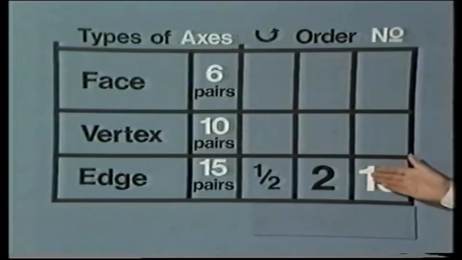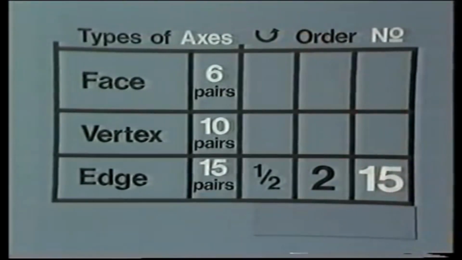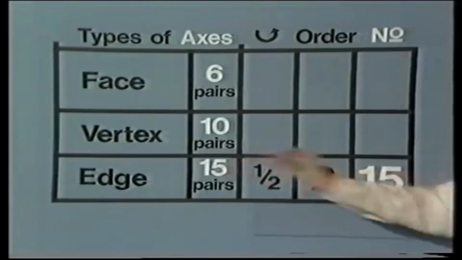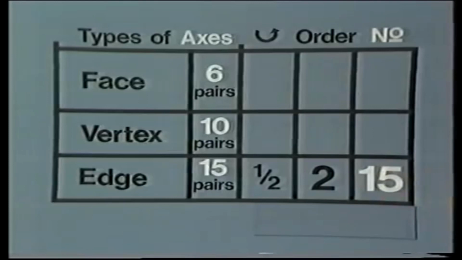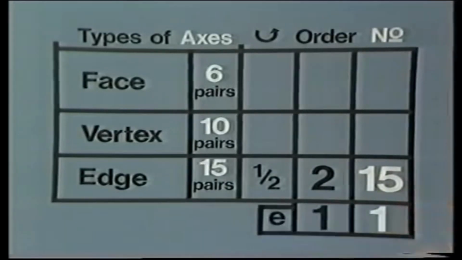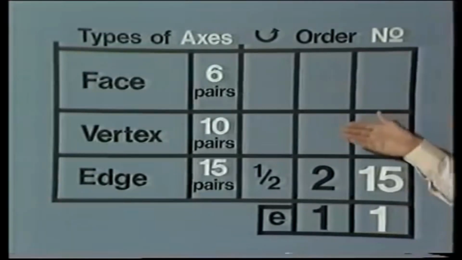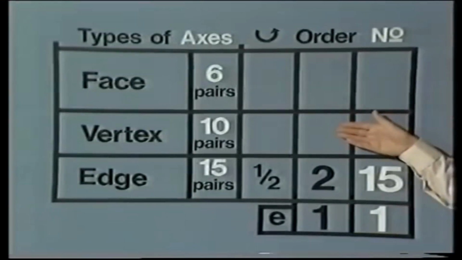So, for each edge-type axis, the half-turn is the only non-zero angle of rotational symmetry. That gives us 15 distinct rotations, 1 for each axis, and each one has order 2. Of course, there's the 0 rotation, the identity E. That's 16 so far. Next, axes through opposite vertices.